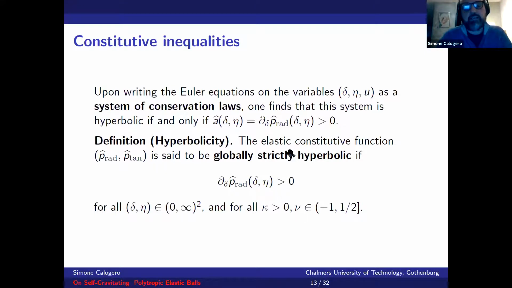Okay? So then I say that an elastic constitutive function is globally strictly hyperbolic if this inequality is satisfied for all delta and eta positive, and also for all k and all Poisson ratio. Okay, so I don't want this constitutive equation to be globally strictly hyperbolic only for one material, so for one value of mu, and not for other materials. So this is the first inequality that is natural to impose on this constitutive function.